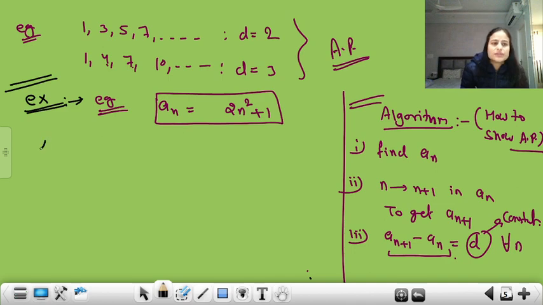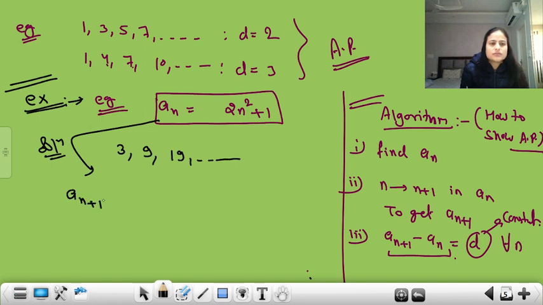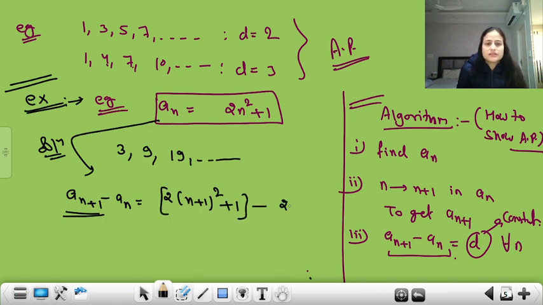Here the nth term is given, right? If I put n equal to 1, this will give me 3. If I put n equal to 2, 9, n equal to 3, 19, and keep going like that. Okay, so let's see whether it is AP or not. The nth term is already given, so we need the n plus 1th term minus the nth term. Replace n by n plus 1 to get the n plus 1th term: 2 times n plus 1 whole square plus 1, minus the nth term, 2n square plus 1. Just simplify it.